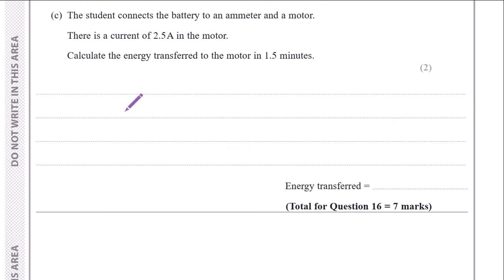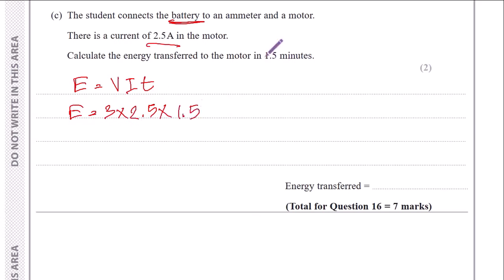Okay, so the next question, part C, says the student connects the battery to an emitter and a motor. There is a current of 2.5 ampere in the motor. Calculate the energy transfer to the motor in 1.5 minutes. So E equals VIT. That's the equation you have to recall. If you're connecting the same battery, the V of the battery is 3, I is 2.5, and T, of course, from 1.5 minutes, you have to convert it to seconds, times 60.